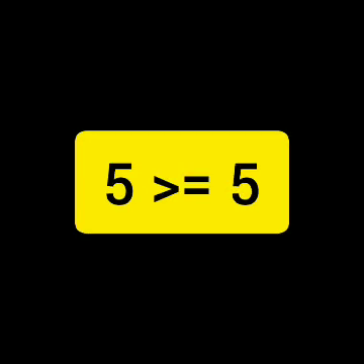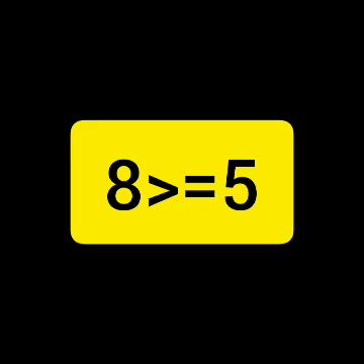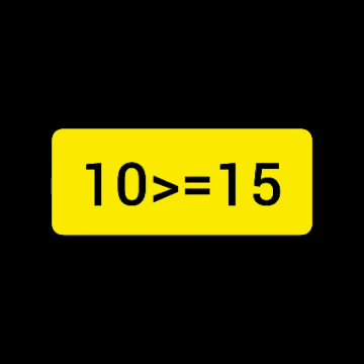Similarly, greater than or equal to. If 5 greater than or equal to 5, there also 5 equal to 5 is satisfied, so it also gives true. In some other case, 8 greater than or equal to 5. There also 8 is greater than 5. So it is true. But if you give 10 greater than or equal to 15, what happens there? The condition is false. So it will return false as the result.